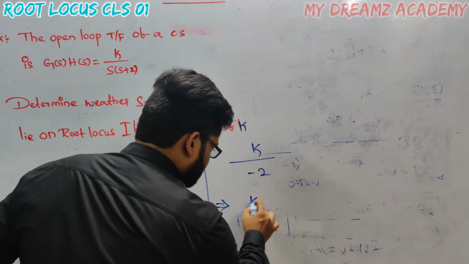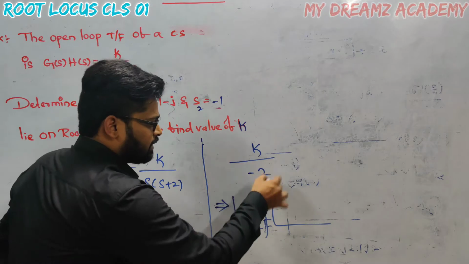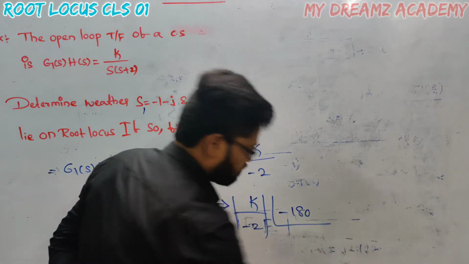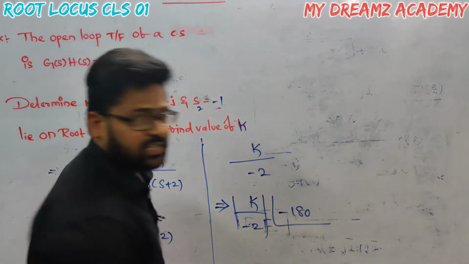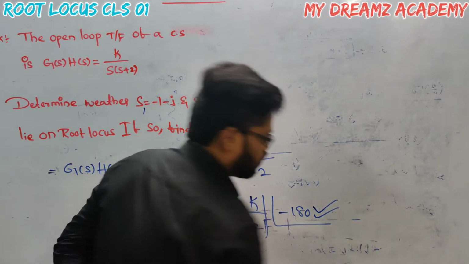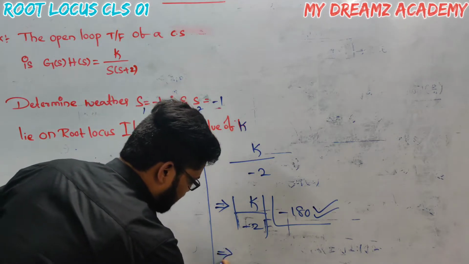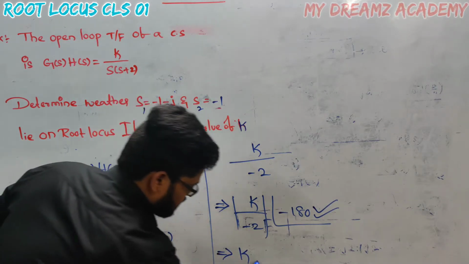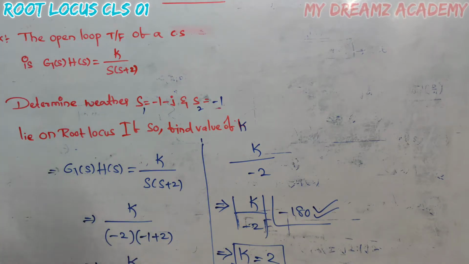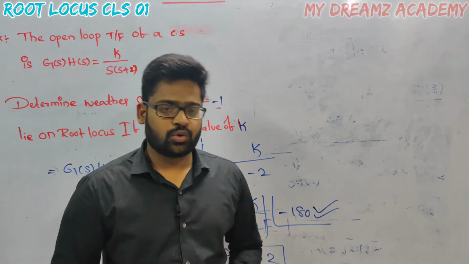The magnitude is K by 2 and for the angle, the minus sign indicates 180 degrees. If it comes to the numerator, minus 180 degrees. So minus 180 degrees is an odd multiple of 180 only. So this point also lies on the root locus. Next we will find the magnitude, the value of K is equal to 2. Like that we are able to find the magnitude and whether a point is located on the root locus or not.